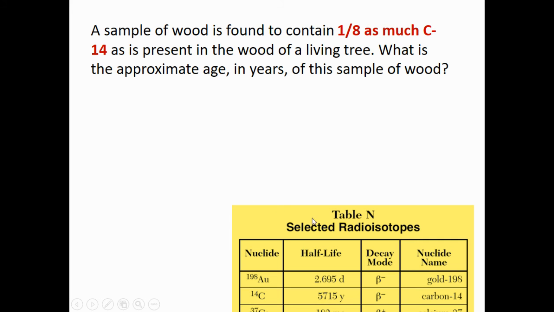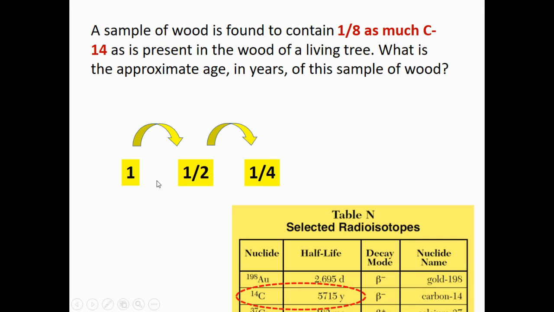Try one more question about carbon-14. A sample of wood is found to contain 1/8 as much C14 as is present in the wood of a living tree. What is the approximate age in years of this sample of wood? So we got carbon-14 with its half-life of 5,715 years. We start out with 1 whole, okay? And then after 1 half-life, we've got a half of that amount. After another half-life, we've got a quarter of that amount. After another half-life, we've got an eighth of that amount.